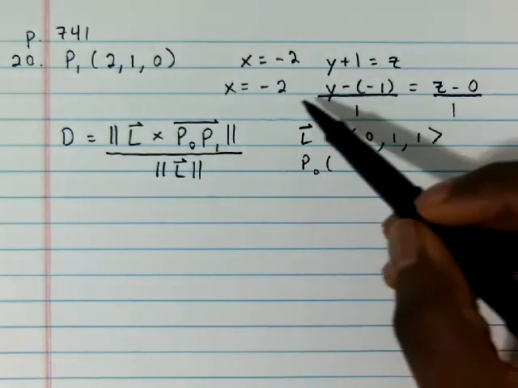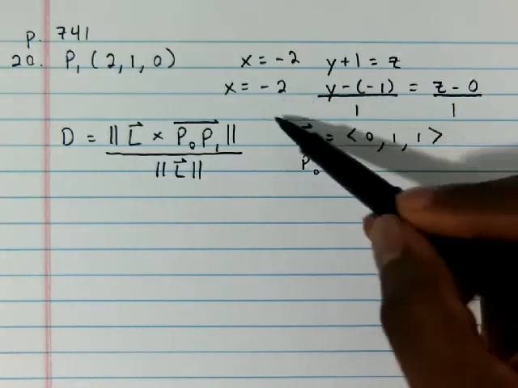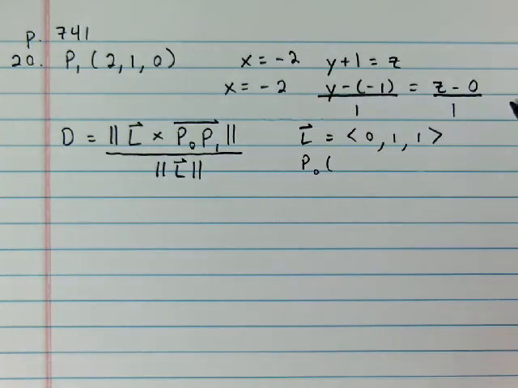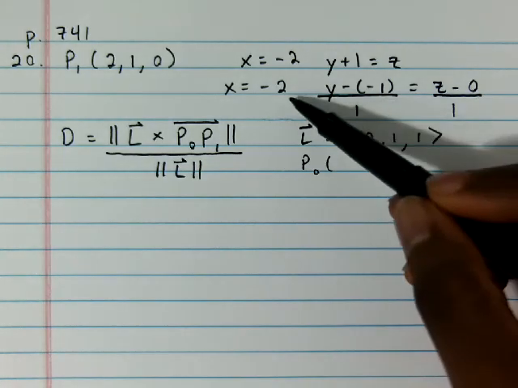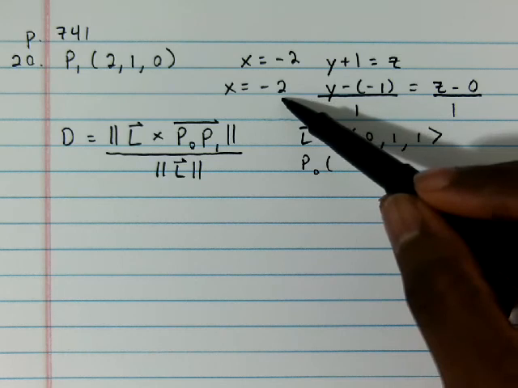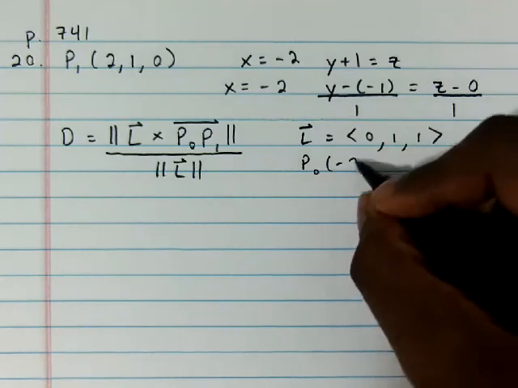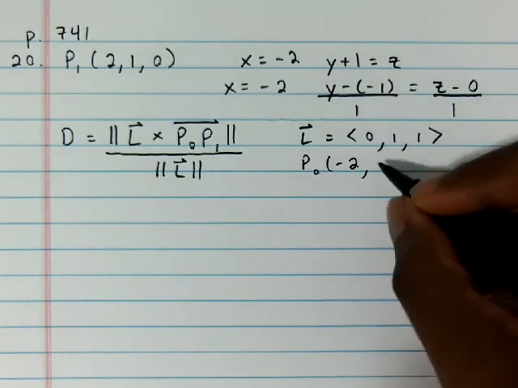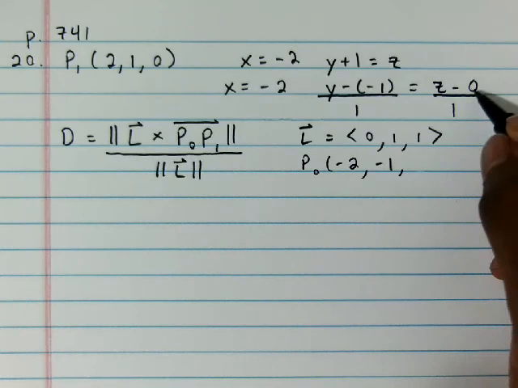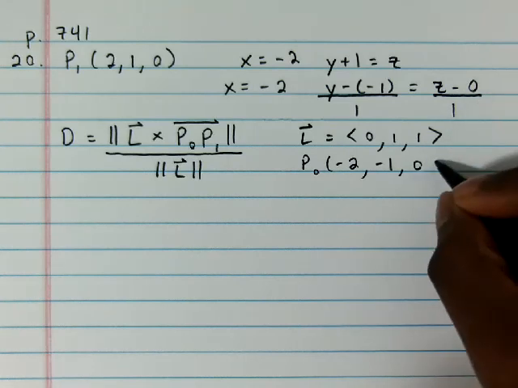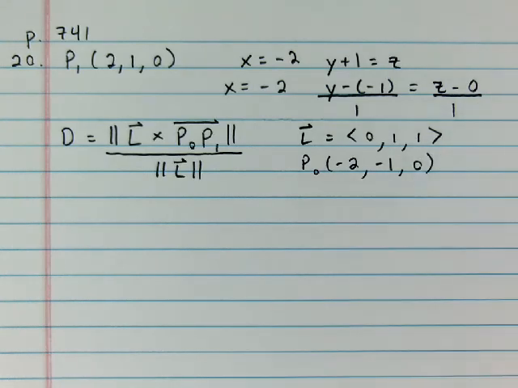So P naught, we can use any point we want on this line, and the line has infinitely many points on it, but the easiest thing is to use the one that's explicitly what we see right here. We see that x naught is -2, and then y naught would be -1, and then z naught would be 0. So that will be a good point to use, is that point right there.